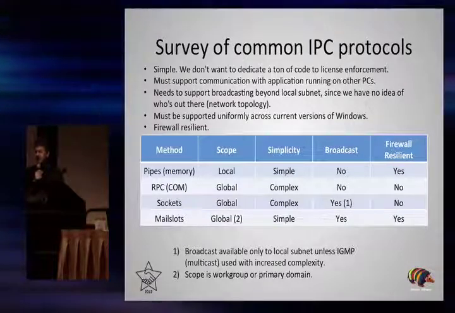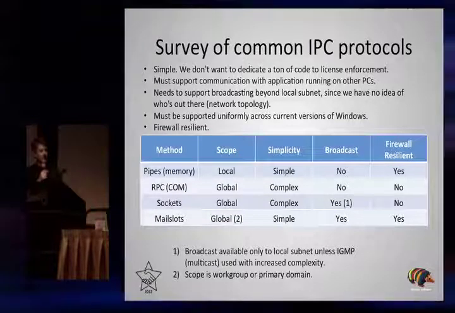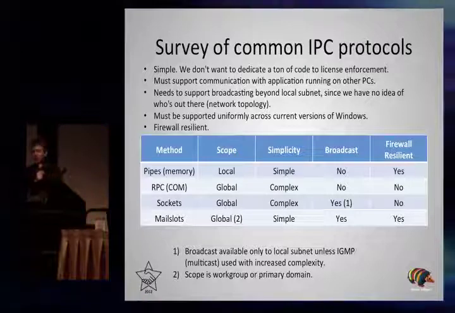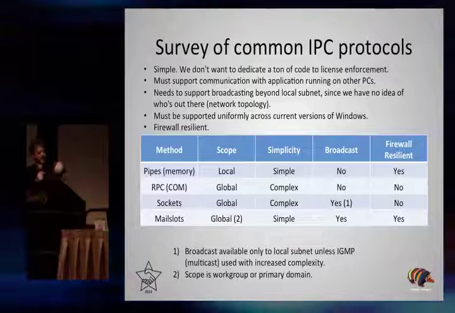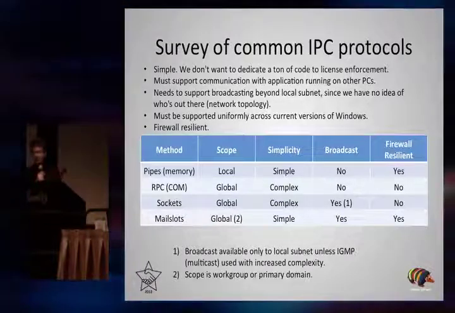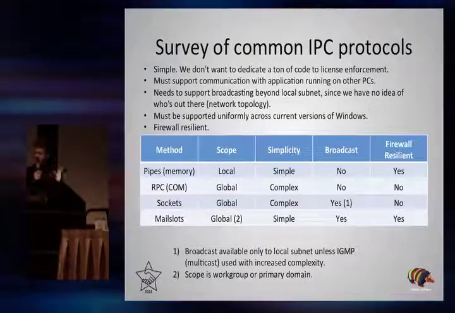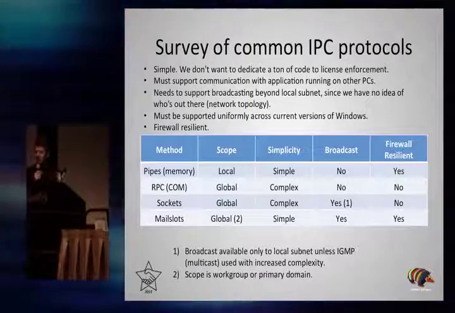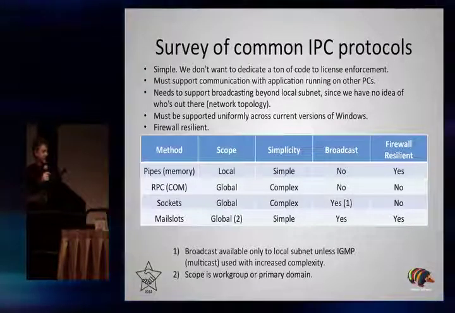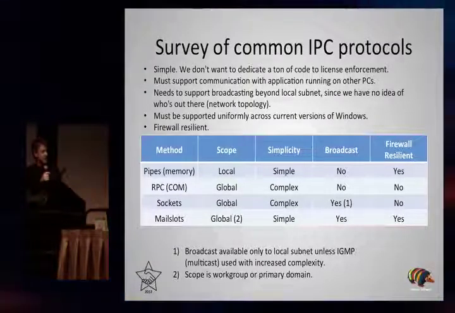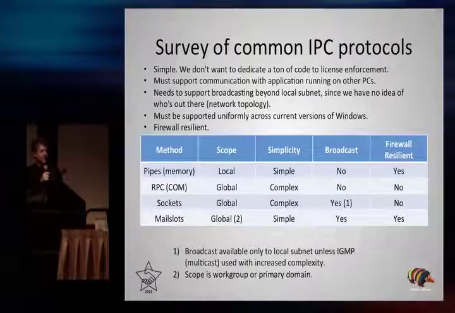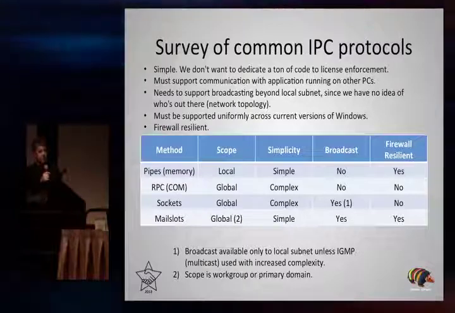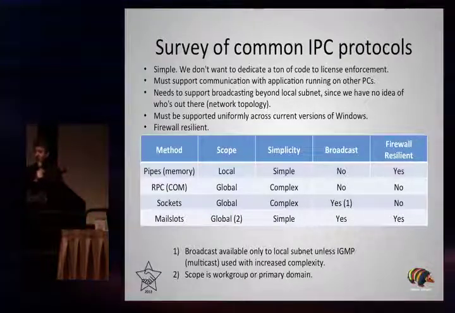Businesses typically have thousands of local subnets, and a standard broadcast doesn't span subnets. There's an exception to that: if you're going to use multicast, you could get around this problem, but then you introduce a whole bunch of complexity. And finally, mail slots, which kind of meet all our requirements. They're global in scope, they're simple to implement, they do support broadcast, and they're very firewall resilient.